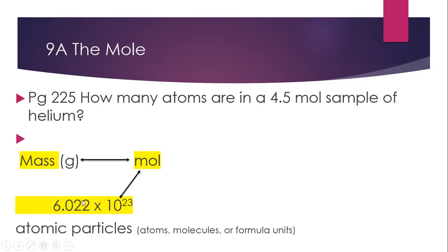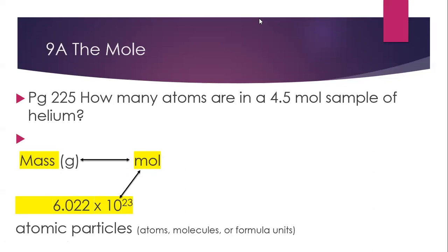Okay, so using this roadmap, we're looking at how many atoms are in a 4.5 mole sample of helium. How many atoms? That's what we're trying to find. I know she talked about finding this in the video. And this is what we are given: 4.5 moles. So we're given moles and we're going to atoms. It's just one step, starting with moles, converting to atoms.